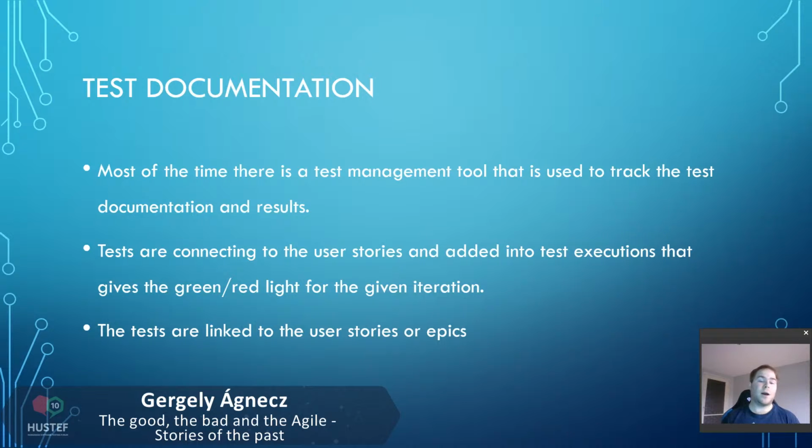but these executions are linked to the user stories, and by that we have the traceability to see the actual test progress and the test results, which helps us to identify the test progress and of course the decision, the sign-off at the end of the sprint.